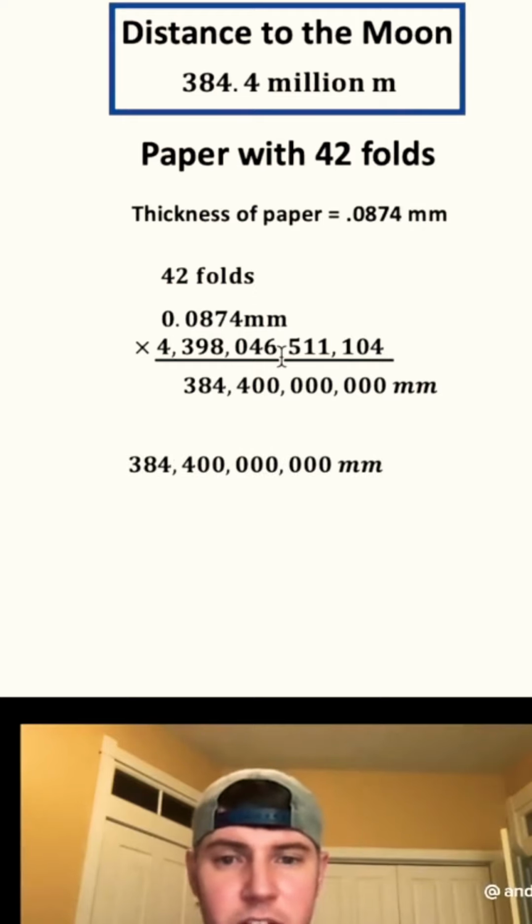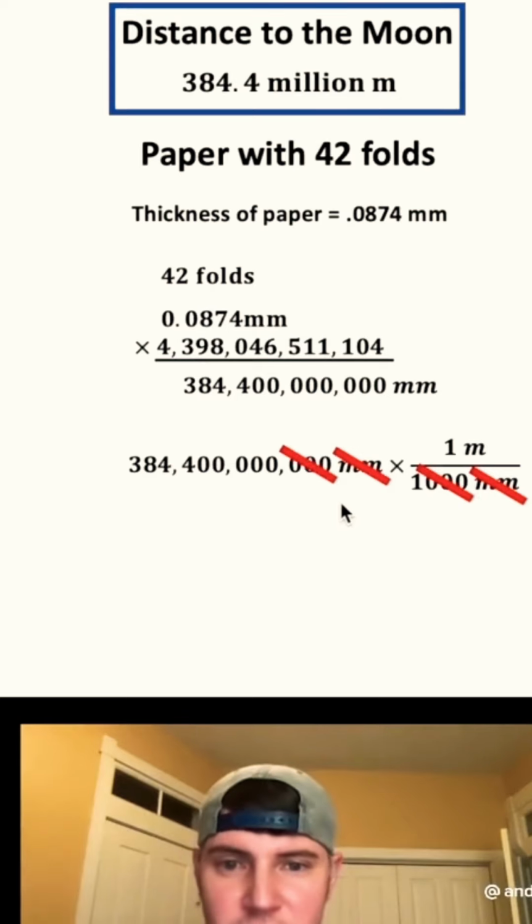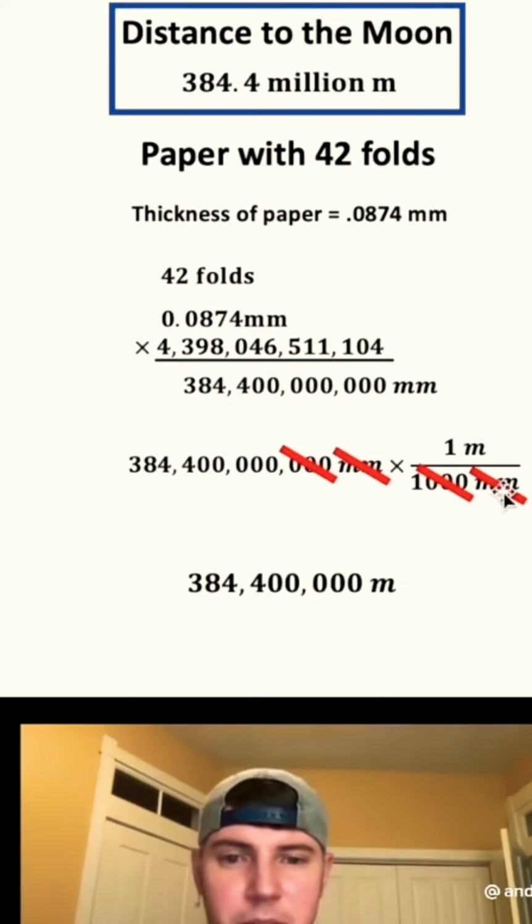So let's copy that down. And this was in meters, so let's convert this to meters. There's 1 meter for every 1,000 millimeters. When we multiply these, the millimeters cancel each other out, and we divide top and bottom by 1,000, which just gets rid of 3 zeros for both. Let's bring down the rest of this number, and let's bring down meters. This is 384,400,000 meters, or in other words, 384.4 million meters.